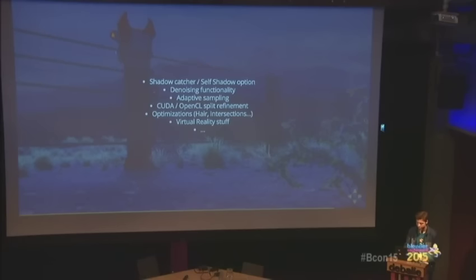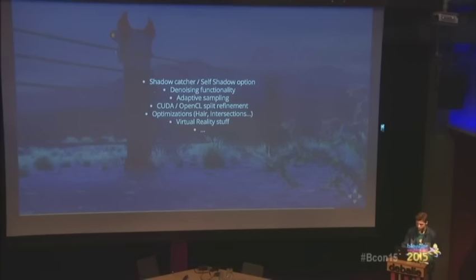Further optimizations: hair, intersections, motion blur, I guess volumetrics as well. I think those are the areas where we can still squeeze out performance, hopefully. And we will maybe also look a bit into virtual reality stuff. It was mentioned yesterday already that the third episode of Caminandus, and a short part of it, will probably be rendered in VR, so maybe we will add some stuff there to make this possible.